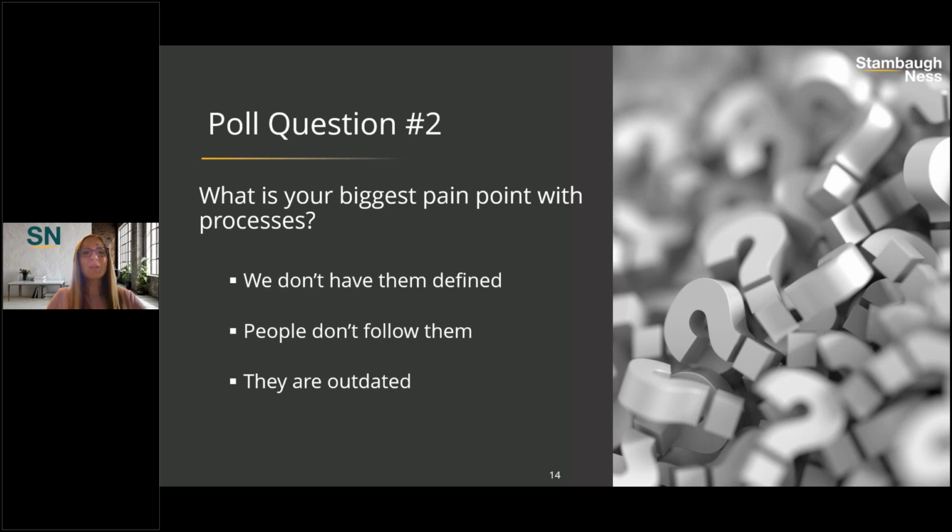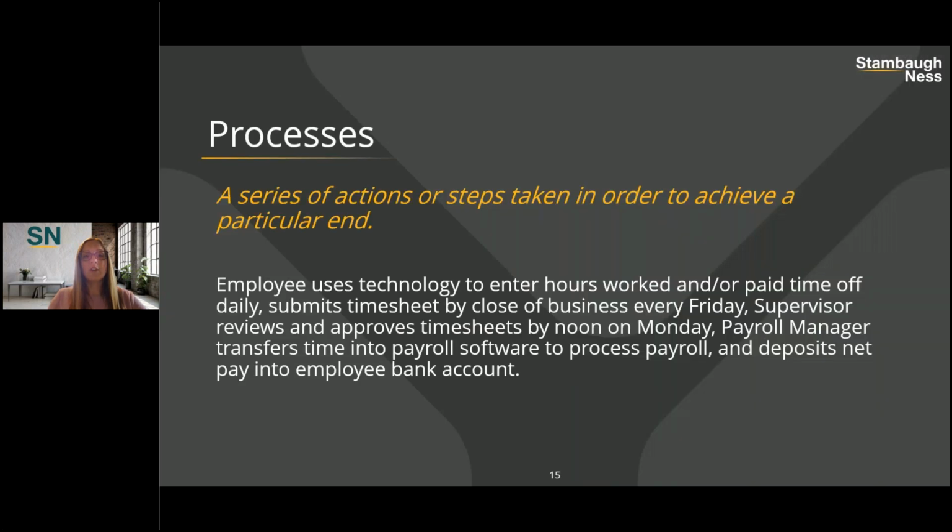So processes. We've talked about policy, which is the rule. We talked about the procedure. How do I get it done? So the process is really that flow, right? It's a series of actions or steps taken in a particular order to achieve a specific end, a desired outcome, etc. So here is an example of a process.